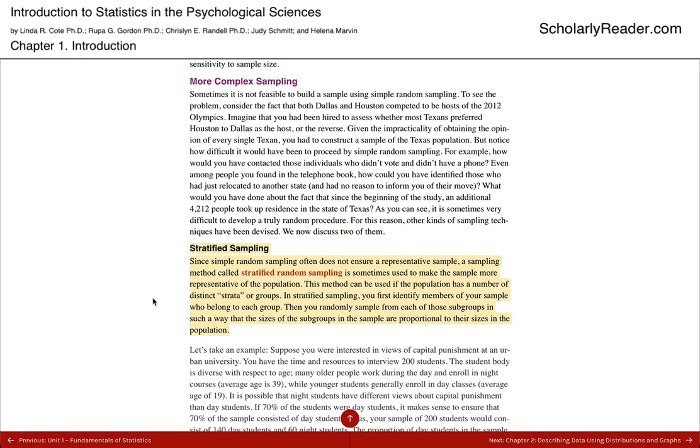Stratified sampling. Since simple random sampling often does not ensure a representative sample, a sampling method called stratified random sampling is sometimes used to make the sample more representative of the population. This method can be used if the population has a number of distinct strata or groups. In stratified sampling, you first identify members of your sample who belong to each group. Then you randomly sample from each of those subgroups in such a way that the sizes of the subgroups in the sample are proportional to their sizes in the population.